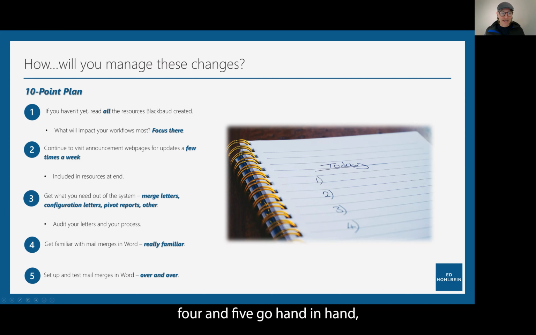Four and five go hand in hand. Get familiar with mail merge in Word. Really, really familiar, because I suspect most of you, this is the direction you're going to go to produce your donor acknowledgements and other mail types going forward. So get familiar with it if you aren't already. If you are, great. That skill is going to come in really handy. You're going to be a superstar. But if you aren't, become really familiar with word merges in Word.